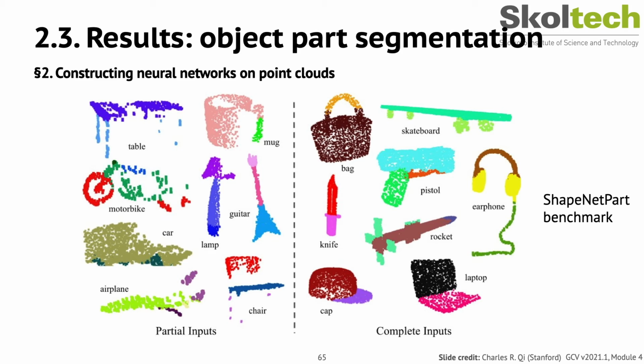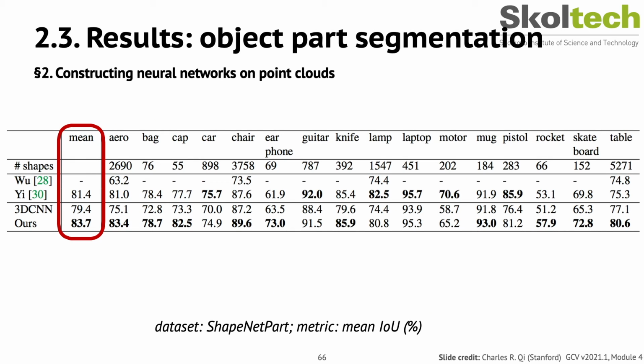Here are some results of object part segmentation using PointNet on the ShapeNet part dataset for both partial input and complete input. PointNets have also surpassed the previous state-of-the-art using traditional features and also a baseline using 3D CNN on part segmentation.